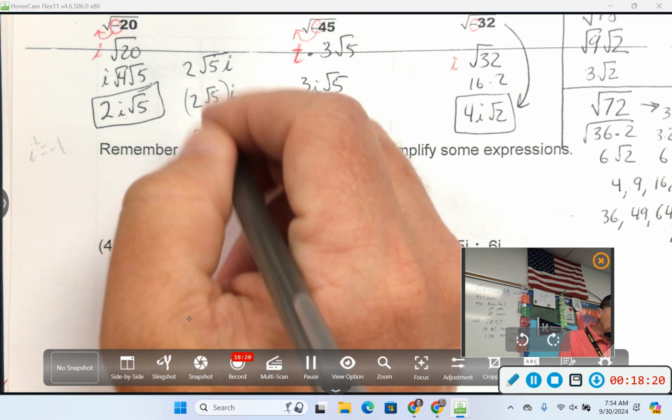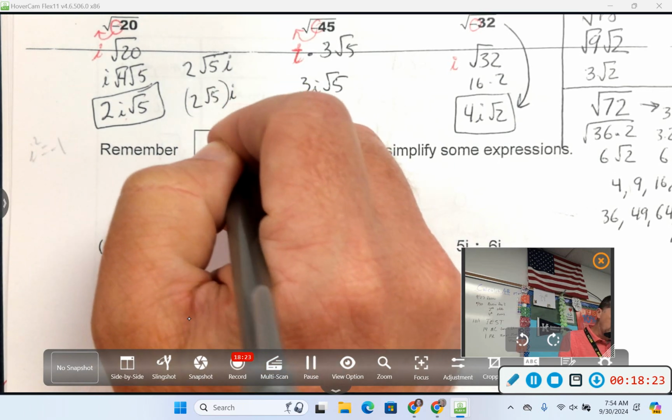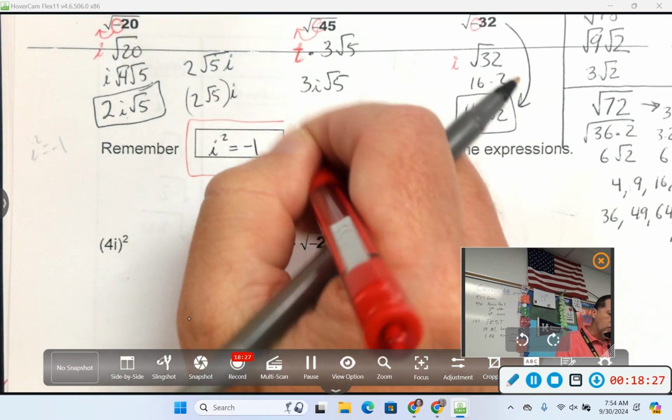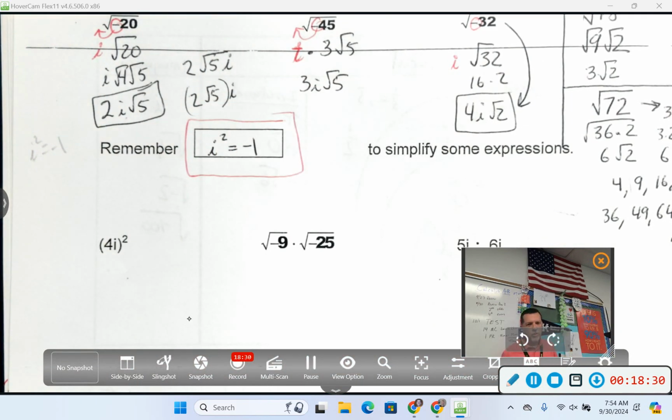All right. Remember that we hadn't used this one since the last page. i squared is negative 1. We did that already, but we're about to use that. So this is the other way we use i.